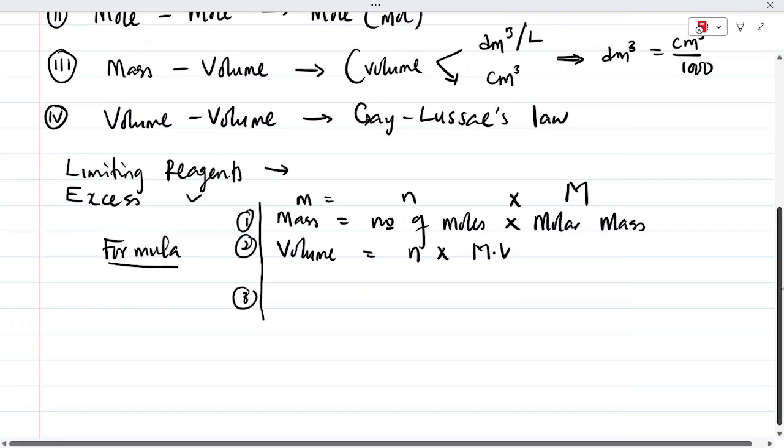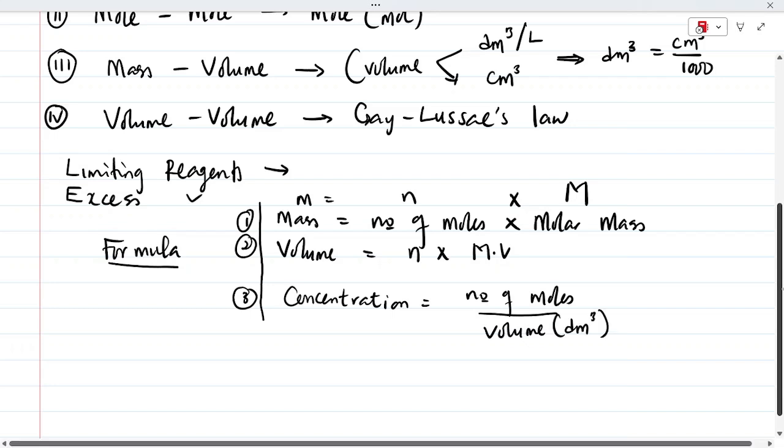Others you need to note, because questions can come in such formats, is the fact that concentration equals the number of moles divided by the volume. But always note that this volume must be in dm cube. So once again, if you are given a cm cube, you have the formula right here. It is the value in centimeter cube divided by 1000.